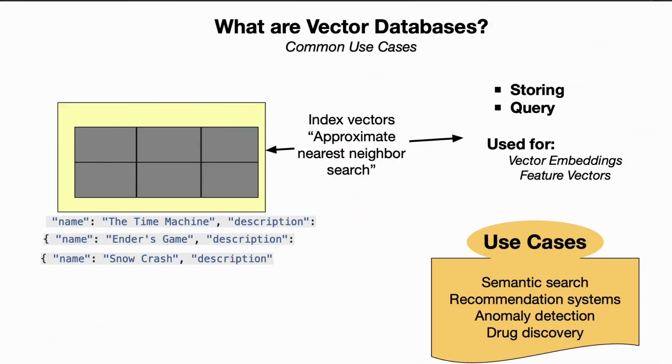What are vector databases and some of the common use cases that arise from using them? Let's go ahead and walk through what that means. First up, we have storing and querying across index vectors. So you would do an approximate nearest neighbor search for certain things that are inside of the vector database.